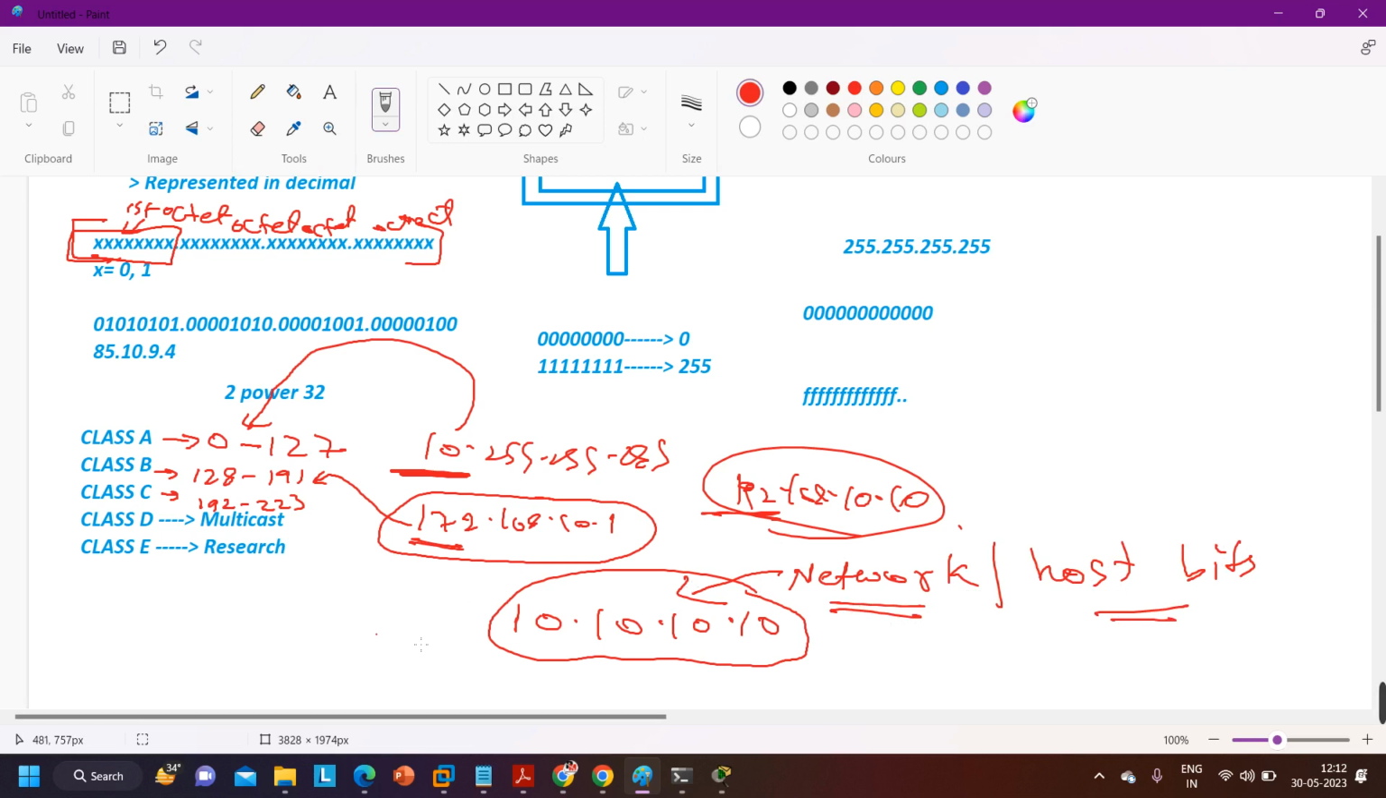Now how do we identify how many network bits and how many host bits there are in an IP address? It depends on the class, right? It depends on the subnet mask. So we have a tool, a marker, which specifies how many network bits and how many host bits there are in a particular IP address. And the subnet mask is predefined for each class.